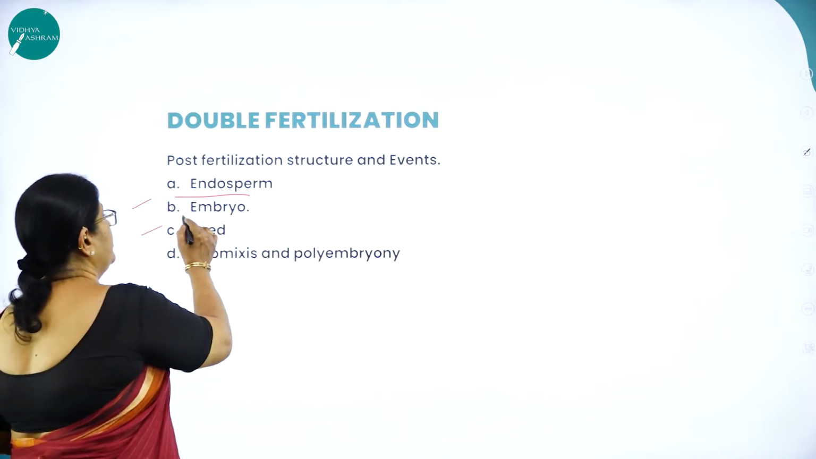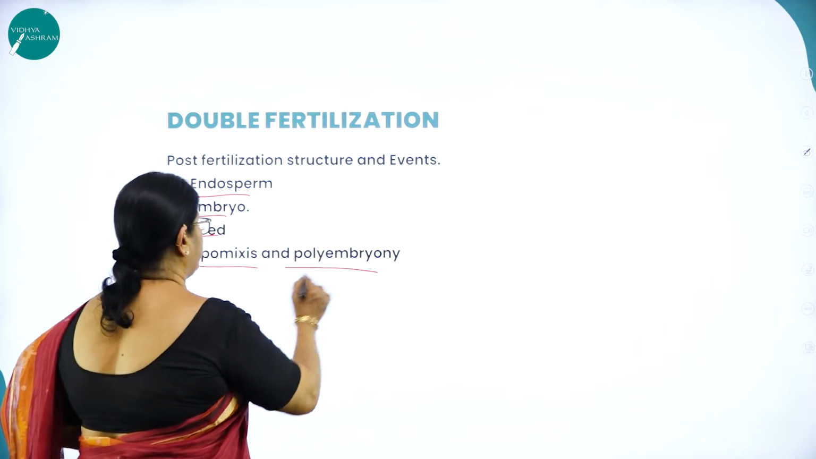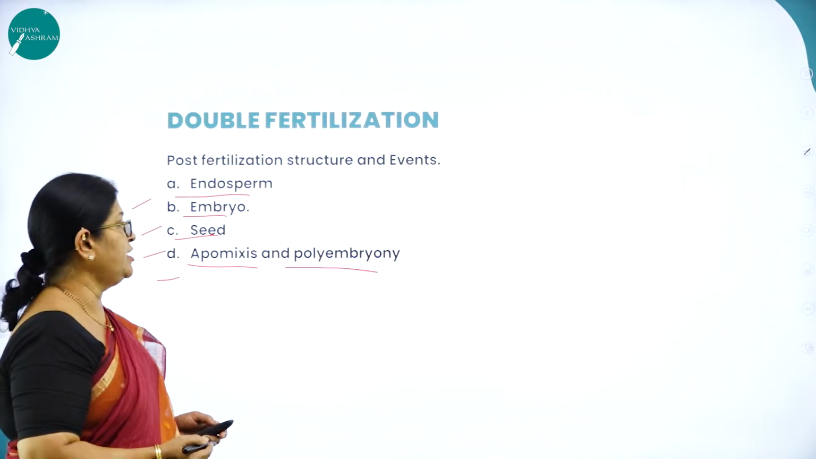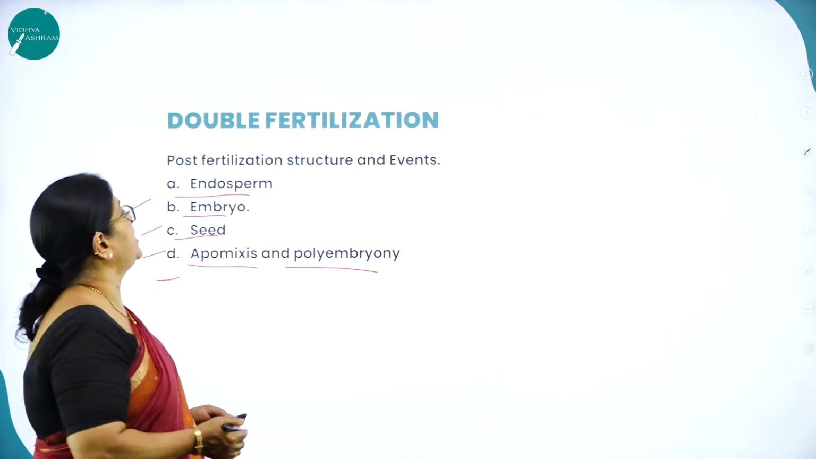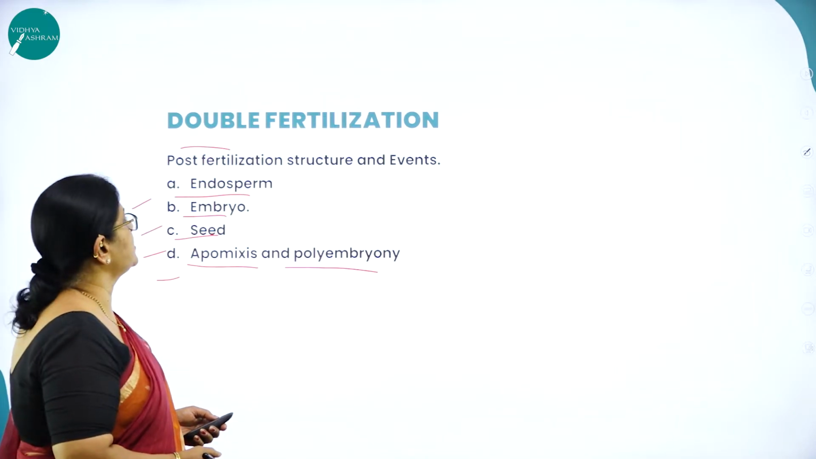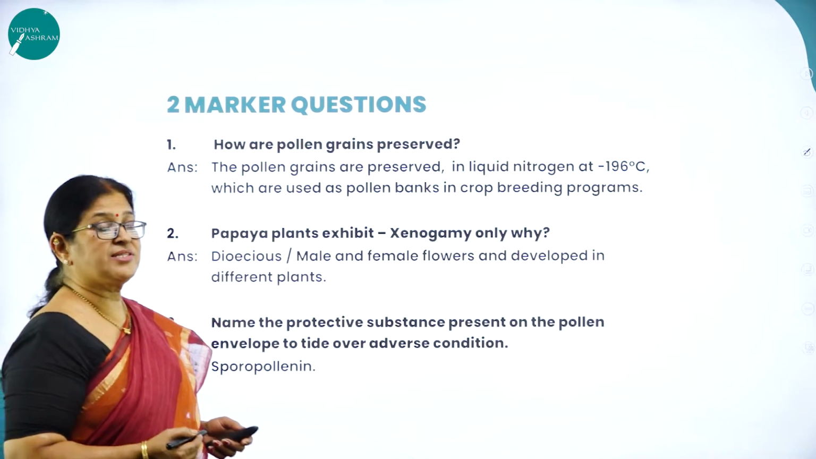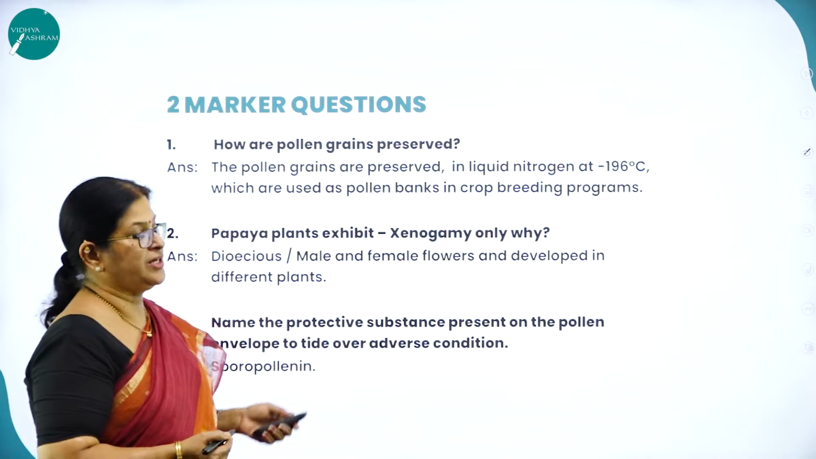Then embryo, then seed. We'll be studying about seed. As I already said, apomixis and polyembryony, development of seed without fertilization and polyembryony. So all these things you are going to study in this particular chapter called sexual reproduction in flowering plants. So let us discuss what are the type of questions that are going to be asked in this particular chapter.